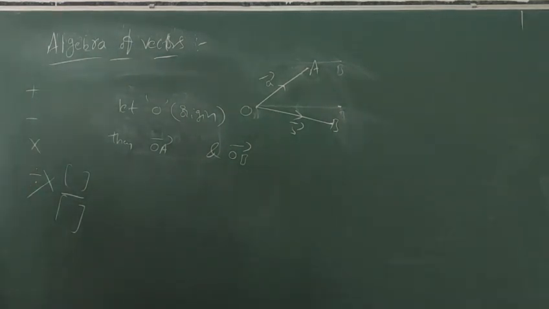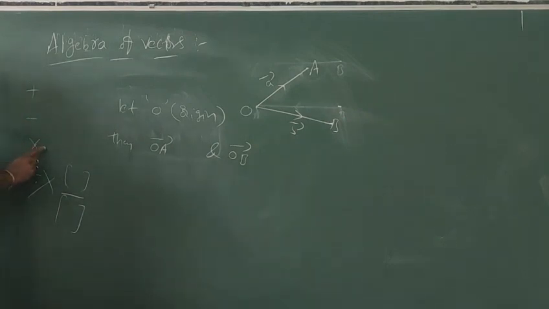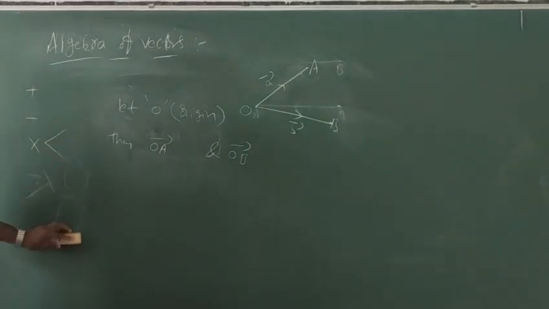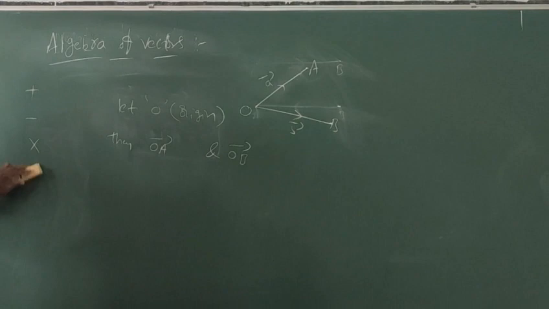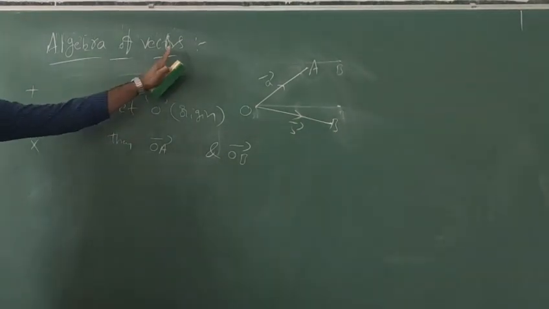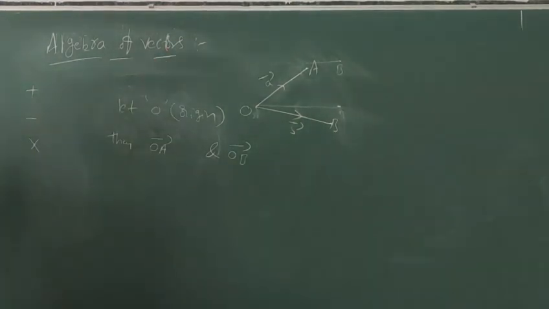Here also vector addition is possible, and difference and product of the vectors are also possible. There are 2 types of multiplication. One is the dot product, another one is the cross product. But division of the vectors is not possible. So finally we are going to apply only 3 algebraic operations on vectors. First one is addition, second is subtraction, third one is multiplication.